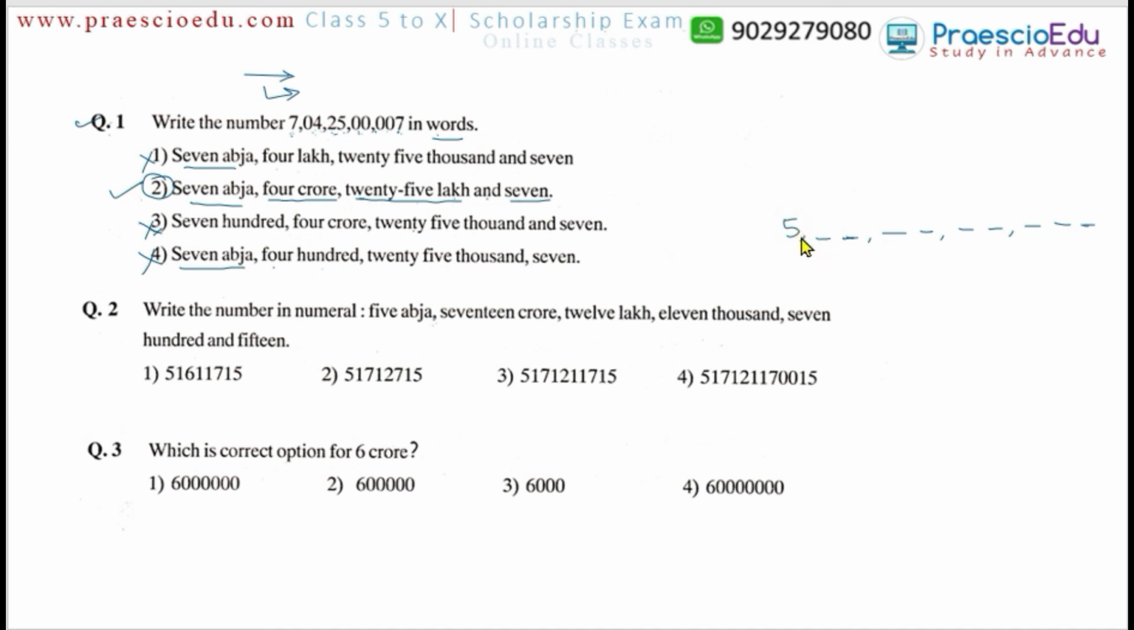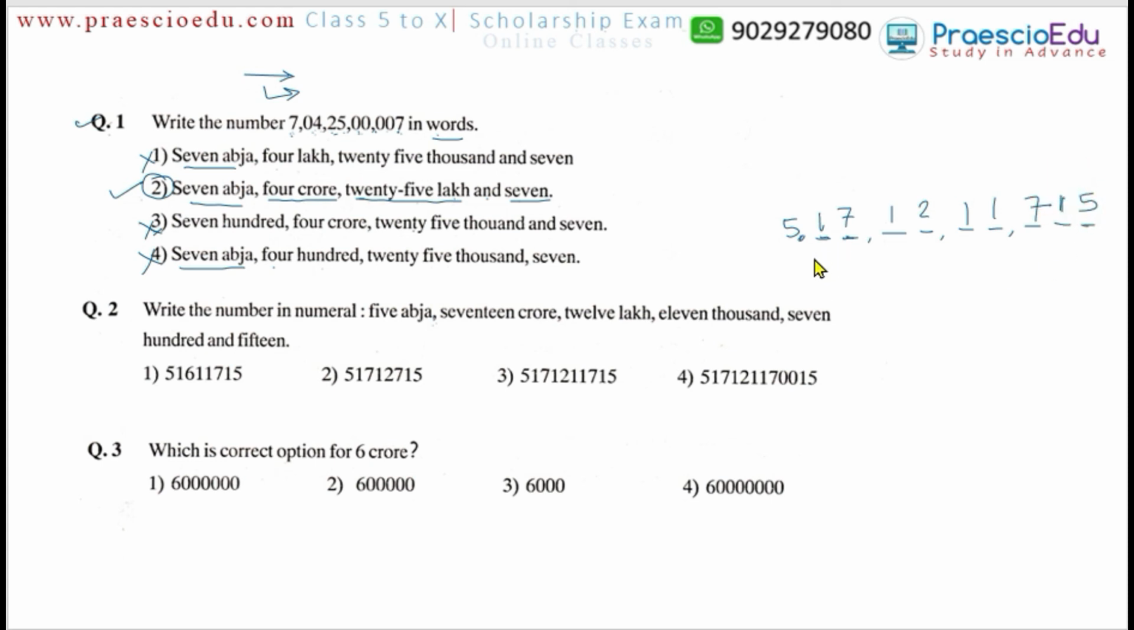Now we get the highest place value, which is the 5, means 5 abja here. Then 17 crore. After the abja, the two place values means 17 crores. Then 12 lakhs, 1 and 2, 12 lakhs. Then the thousands place, what is mentioned? 11,000. So 1 and 1, 11. Then 715, so 7, 1, 5.